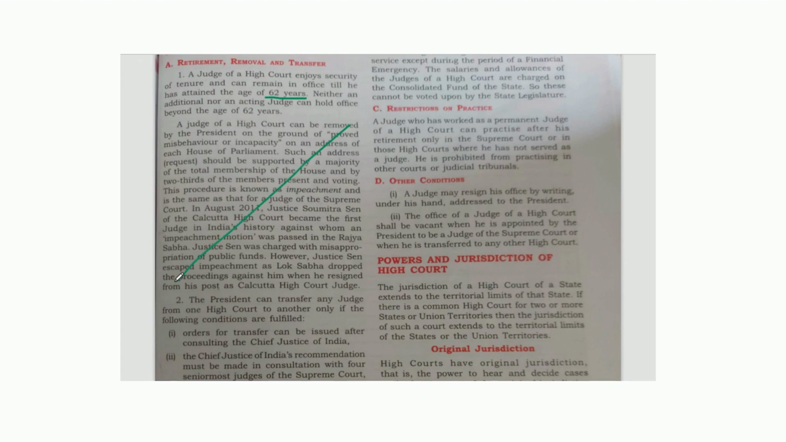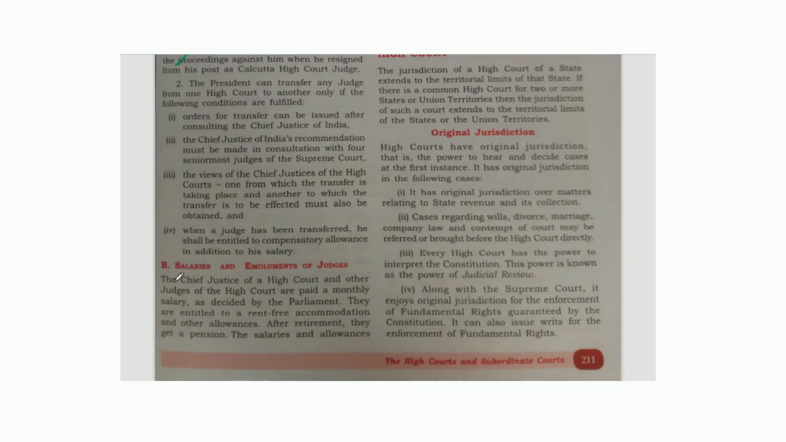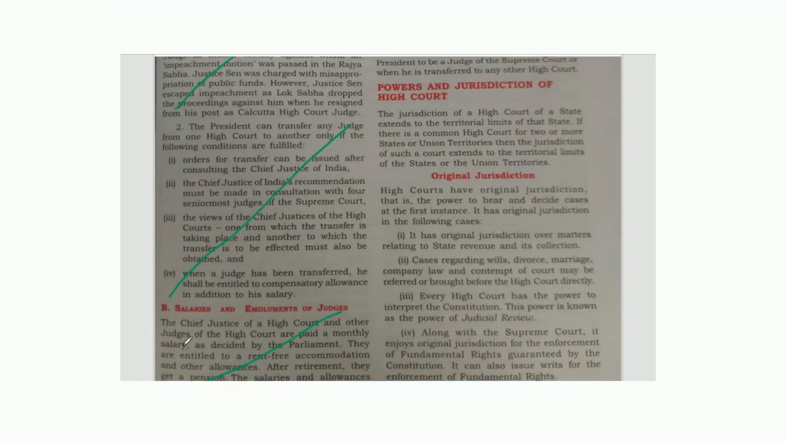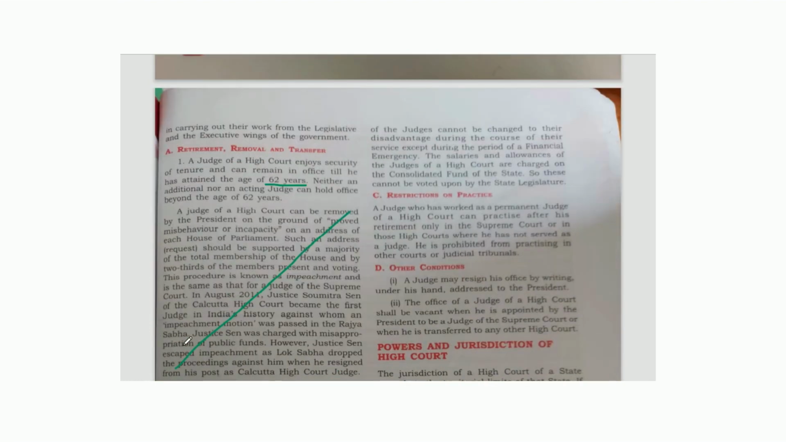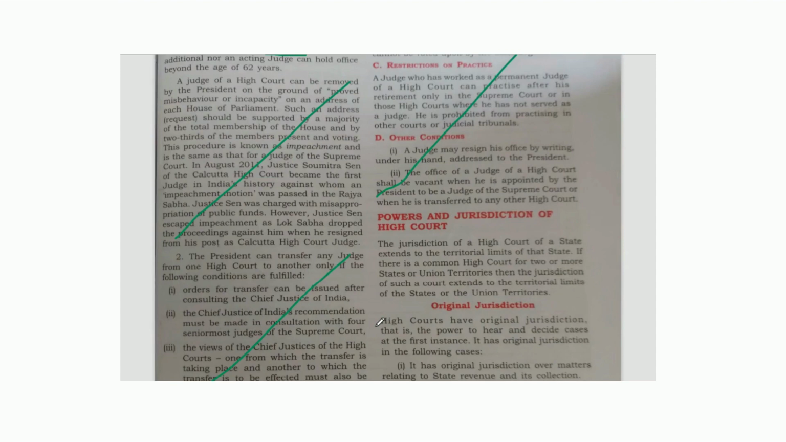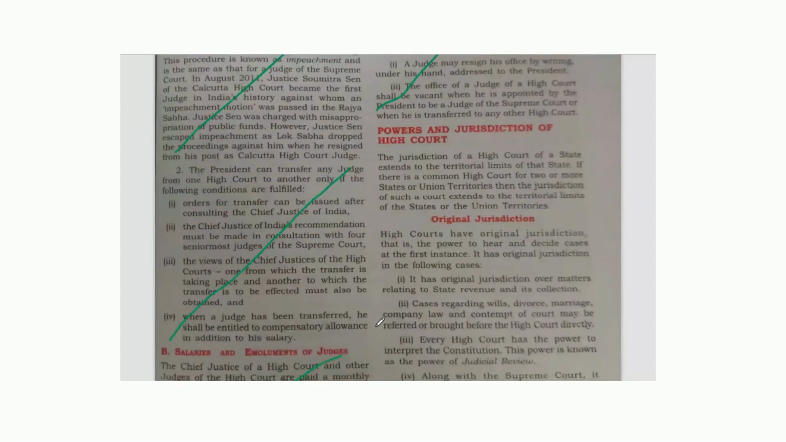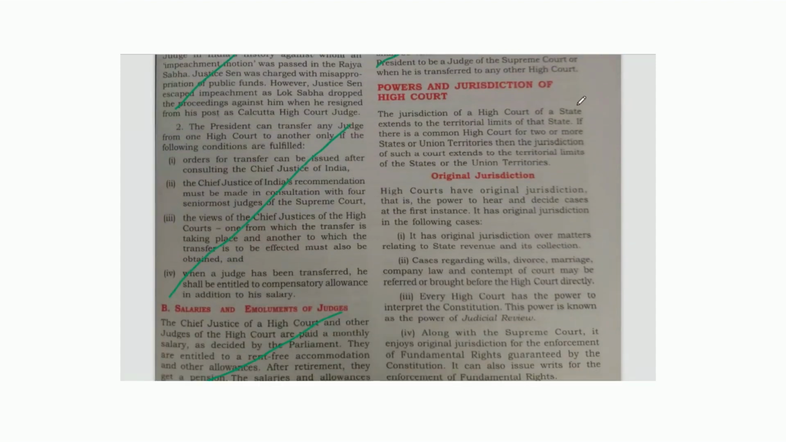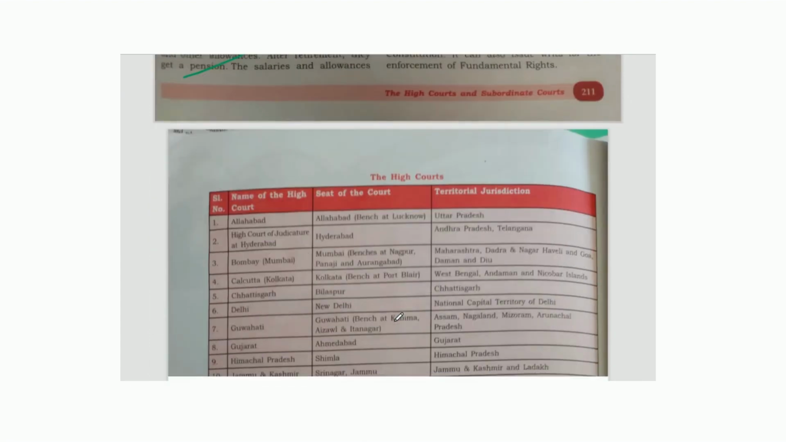All right, so you can cancel this part. And then you can also cancel this part. You can also cancel salaries and emoluments of judges, restrictions on practice and other conditions. Now, since you've already done powers and jurisdiction of Supreme Court, you are not supposed to do it for the High Court. The entire thing you can cancel, original jurisdiction.